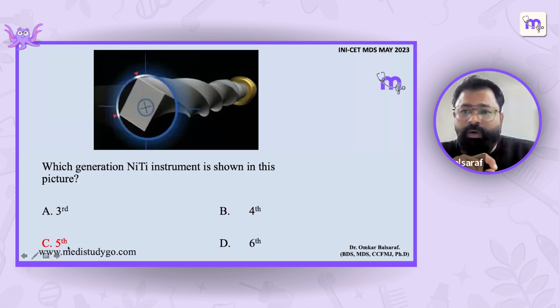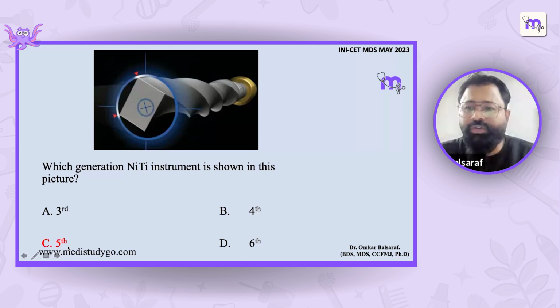Also about the metallurgy, because metallurgy is nowadays very much in action: the M-wire technique, electroplating of the files. You should be very, very aware of all these concepts. You should also be aware of the alloy types: austenite, martensitic, and how the shift of alloy takes place from one phase to another. What is M-wire technology? All these things can be asked in your multiple choice questions, because these are the newer things in the market.